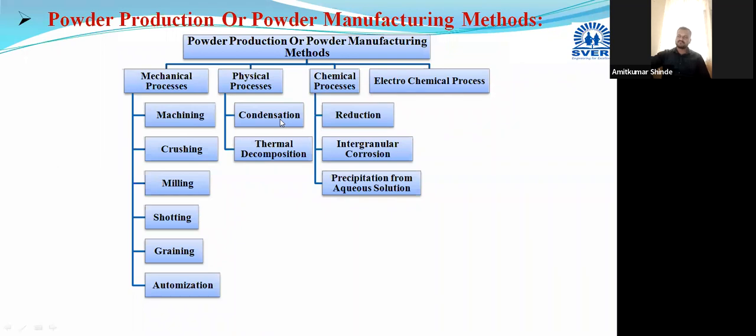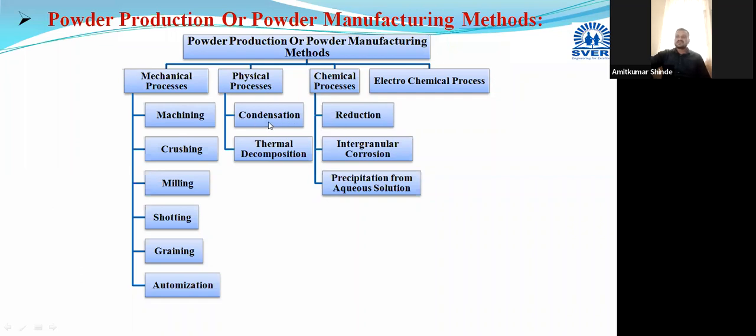volatile. Okay, like magnesium or cadmium, these are highly volatile metals, so they can be easily converted into their metal vapors. So they are converted into metal vapors, and they are condensed using a suitable medium, and we will get the spherical shaped powder here in condensation. Okay, cadmium, then magnesium powders can be manufactured. Magnesium powder can be manufactured with the help of this condensation process.